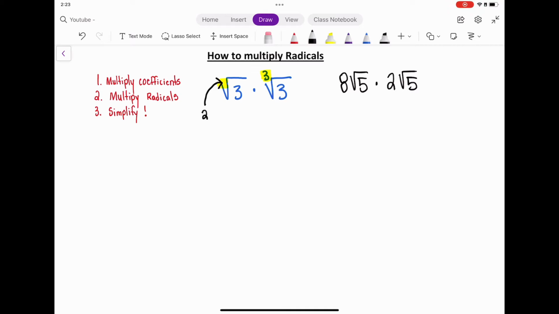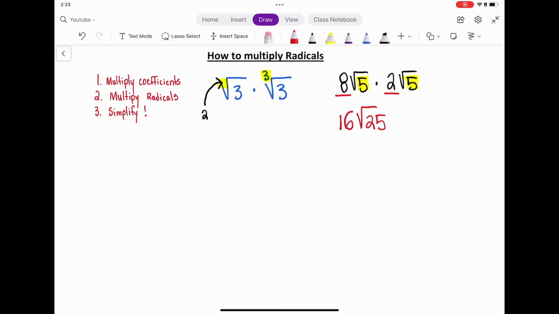And what we're going to do in step 1 is multiply our coefficients, right? So once I multiply, I'm going to get 16. And then I'm going to go back and I'm going to multiply the radicals. And once I do that, I'm going to get radical 25.